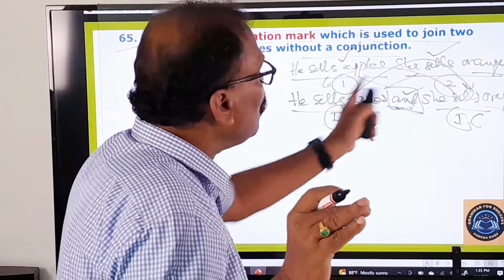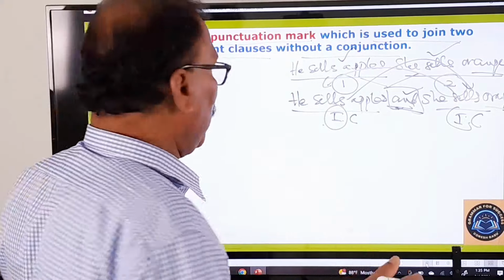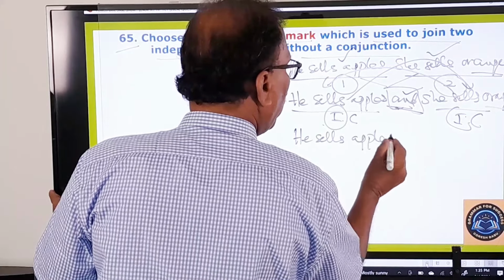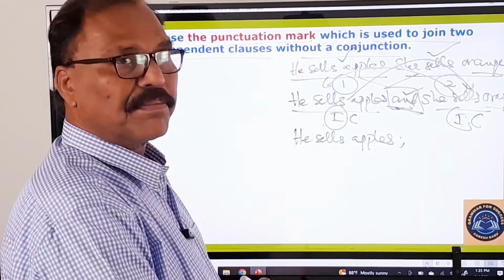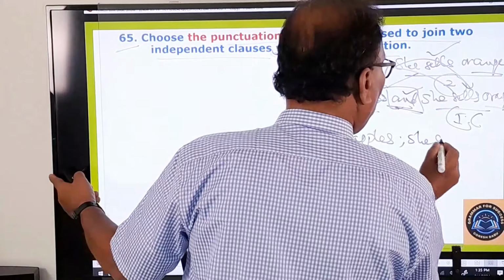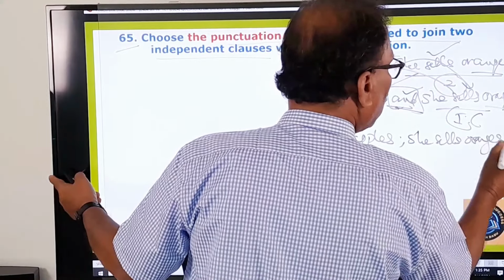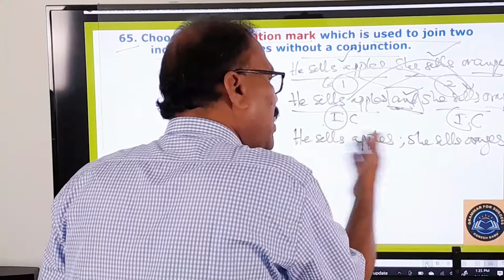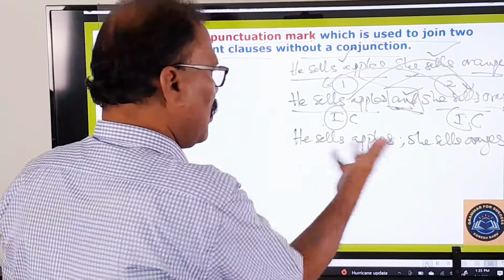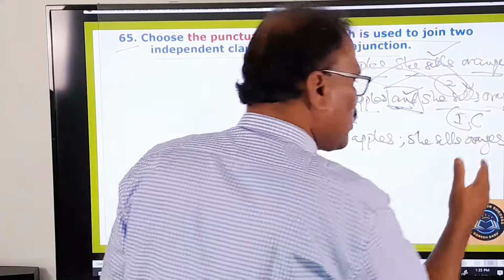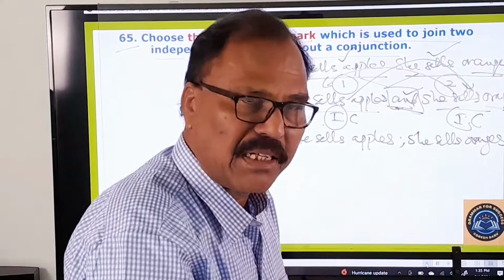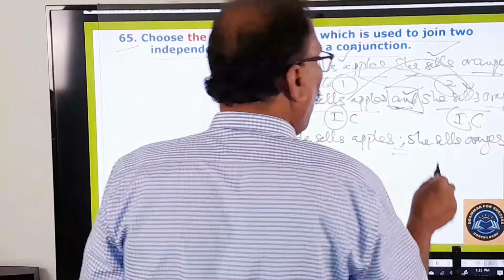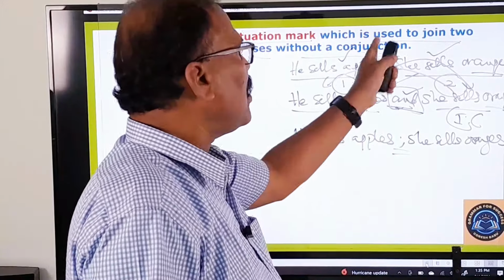Now, you can join these two separate sentences even with some punctuation mark. Let us look at that. What is that? He sells apples, semicolon. She sells oranges, semicolon. So when there is a big list now, you have to separate the independent clauses with a semicolon. Of course, only two. She sells apples, she sells oranges, they sell vegetables, we sell milk. When there is a big list now, to separate all these independent clauses, we use only the semicolon. We are not using any conjunction.